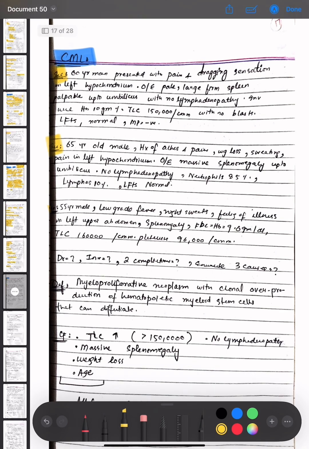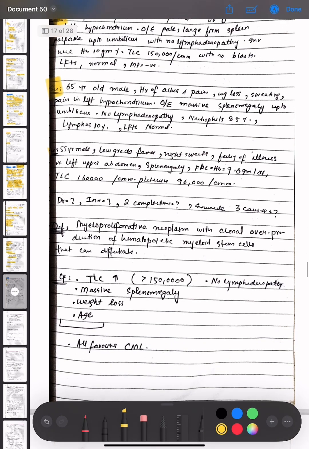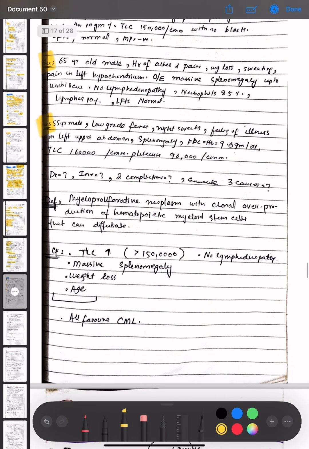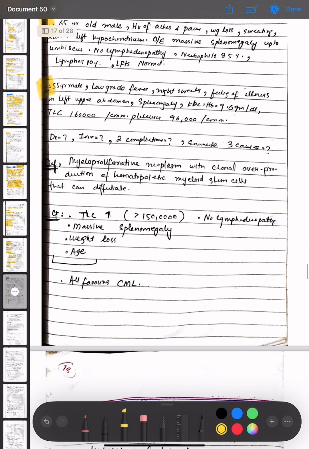Another scenario is a 65-year-old male with a history of aches and pains, weight loss, sweating, and pain in the left hypochondrium. On examination, massive splenomegaly up to the umbilicus is present, no lymphadenopathy, neutrophils 35%, and blasts 10%, and LFTs are normal. Then another scenario, a 55-year-old male with low-grade fever, night sweats, and a feeling of illness in the left upper abdomen, with splenomegaly. FBC shows HB 9.6 gram per dL, TLC 1 lakh 60,000. So what is the diagnosis, investigation, the complications, and enumerate 3 causes.